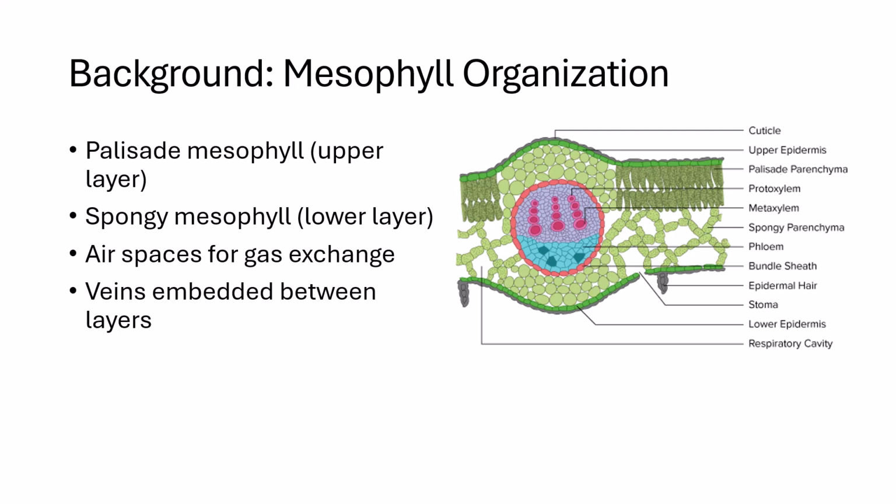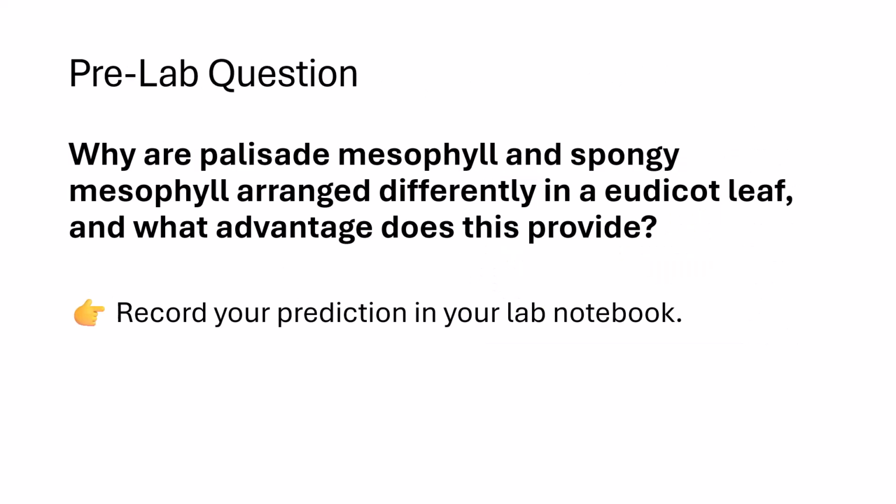The Palisade mesophyll, located just beneath the upper epidermis, consists of tightly packed, elongated cells rich in chloroplasts and specialized for photosynthesis. Below this is the Spongy Mesophyll, composed of loosely arranged cells with large air spaces. These air spaces allow carbon dioxide and oxygen to diffuse easily between the stomata and the photosynthetic tissues. This layered organization contrasts with the more uniform mesophyll of monocot leaves and reflects a division of labor within the leaf. Before observing the slide, answer this pre-lab question.